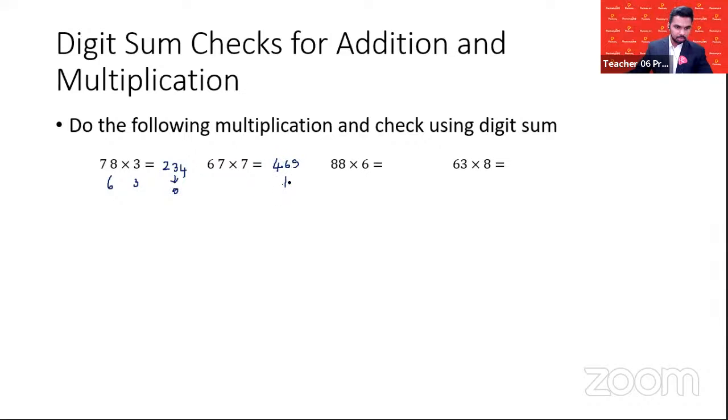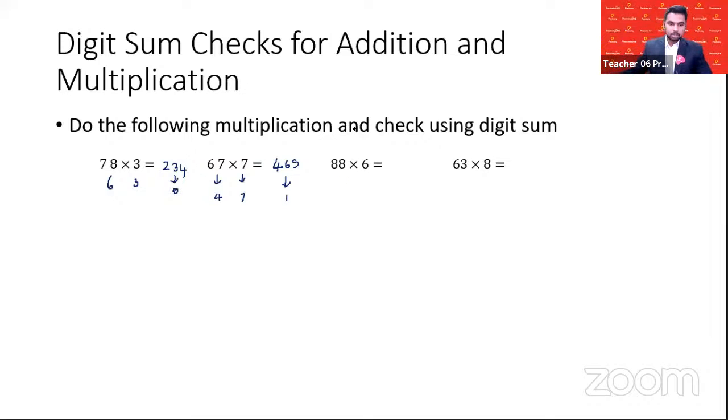The digit sum here is 1. Digit sum here is 4. Digit sum here is 7. So multiply 4 times 7, which is 28, having a digit sum of 1. So this is the sanity check that we did for multiplication of a 2-digit number with a 1-digit number.